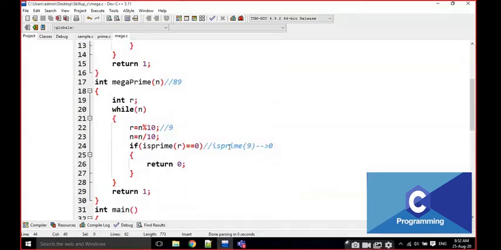There is no need to check the 8. Why? Because one digit is not a prime, right? Then there is no need to check the other number.